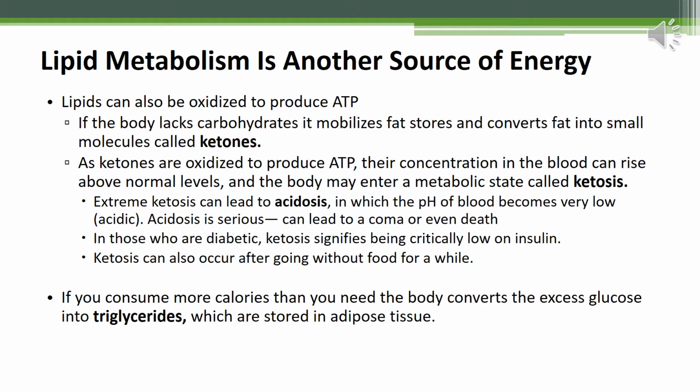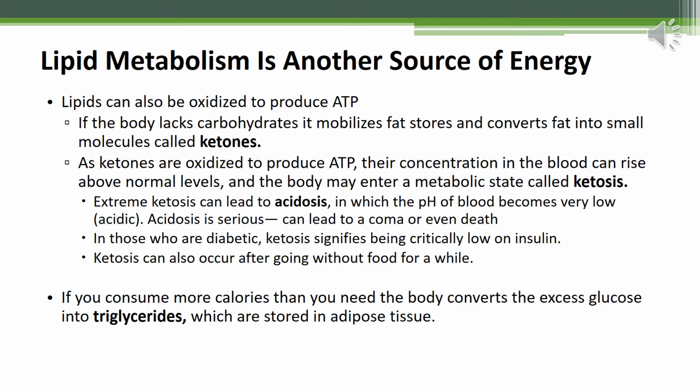Lipids can provide another energy source for the body, and this is because they can be oxidized to produce ATP, which is carried out when the body is low on carbohydrates. So here we metabolize the fat stores and then convert the fats into small molecules called ketones. And these ketones are what is oxidized to produce ATP.